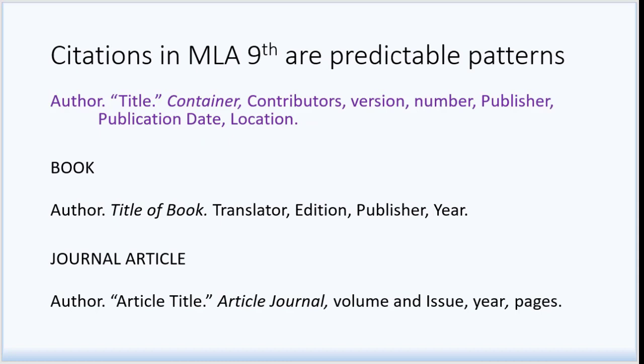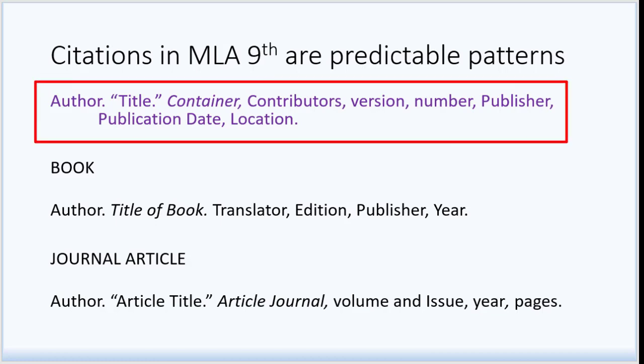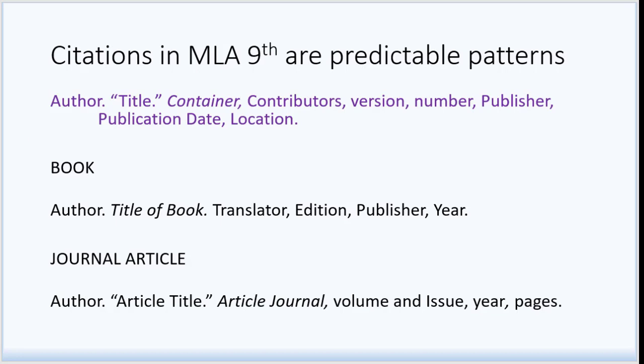Citations in MLA are in predictable patterns. The 8th edition began this overarching formula for all citations, and it has continued. All MLA citations follow this basic formula in purple. Citations are created by following the elements in order and by using the punctuation in the formula.